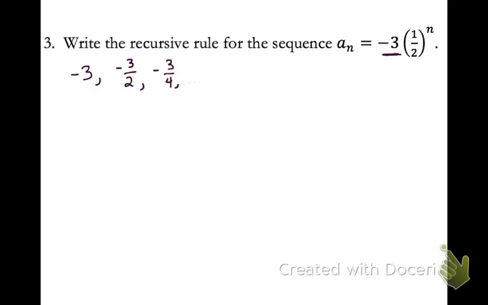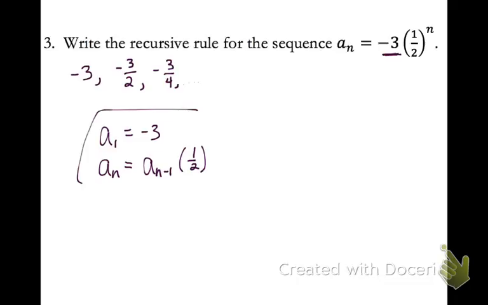Okay, so now I can write my recursive rule. A sub 1 is negative 3. A sub n equals, now for the recursive part, I'm going to take my previous term times 1/2. And I'm done.